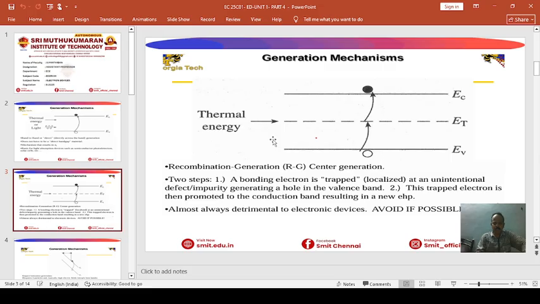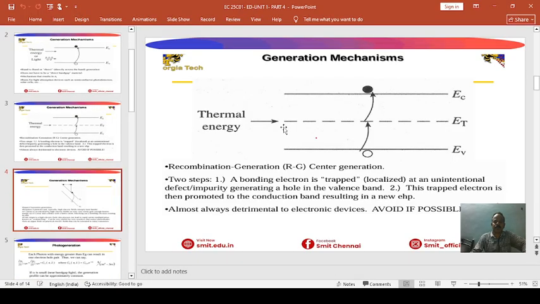This process is slower than band to band generation. It is due to the defects in the semiconductor. So it leads to a higher recombination rate, it lowers the efficiency, and it results in very poor device performance. So the manufacturing aim is to avoid it as much as possible.